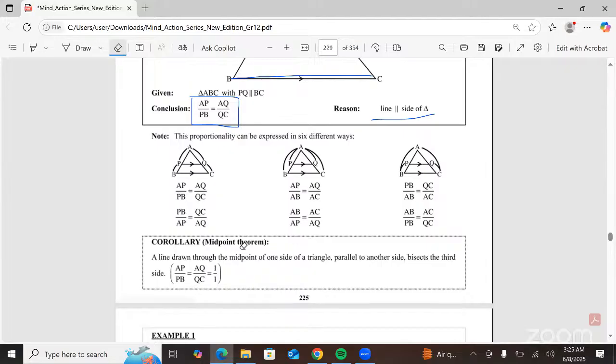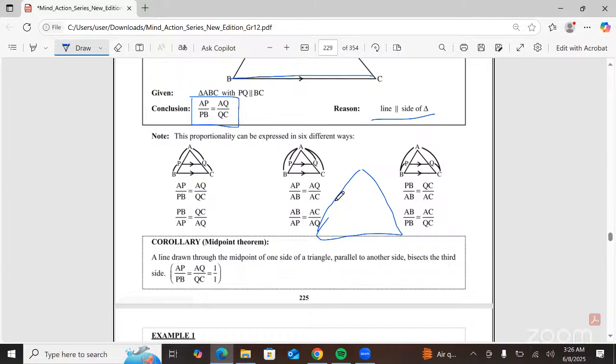The midpoint theorem says a line drawn through the midpoint of one side of a triangle. For instance, let's say this is our triangle right here. And then there is a line drawn through the midpoint of this side. Meaning if this side was 4 centimeters, I'm going to put it exactly on 2 centimeters such that it is on the midpoint of this side. And then you are given that this line is parallel to that other one. Then it bisects this other side. Do you still remember what the term bisect means?